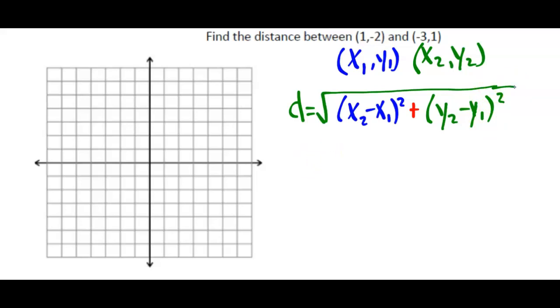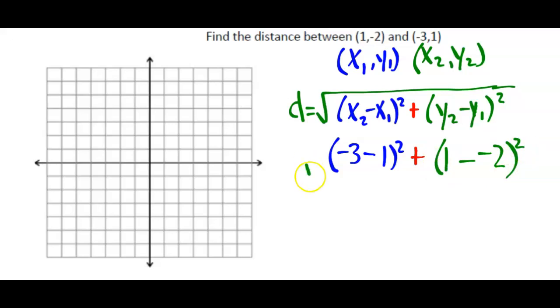What's my X2? Well, it is -3. So -3 minus 1. I'm going to square that. Okay? To that, I'm going to add my Y values. What are my Y values? Well, Y2 is 1 minus -2. Make sure you put that negative sign in there. And I'm going to square that. Okay? Now, I need to take the square root of that when I'm all done.